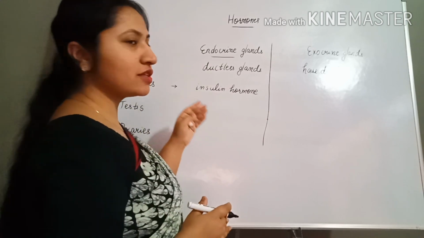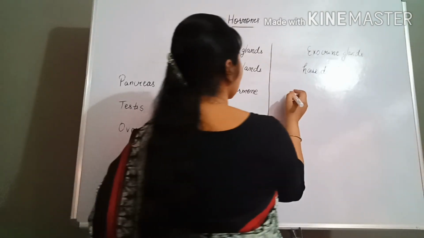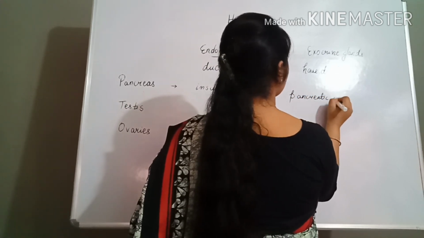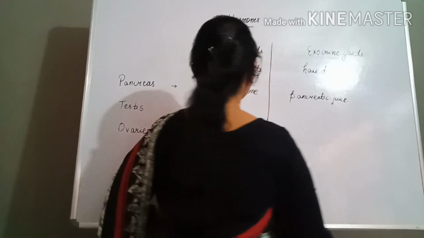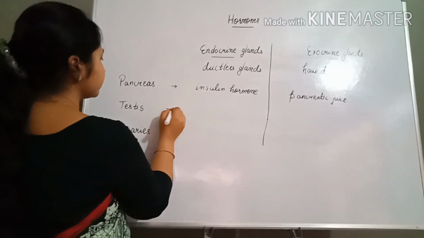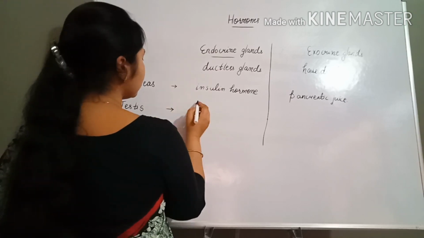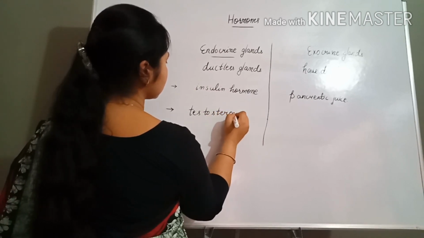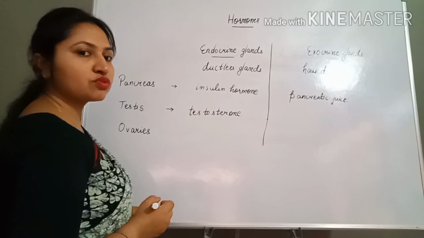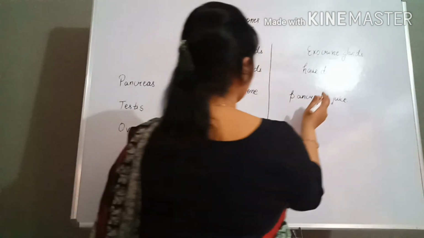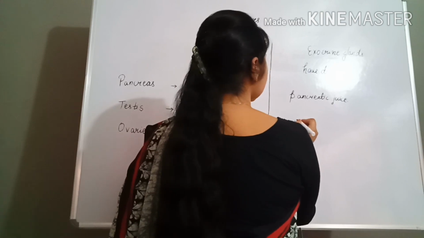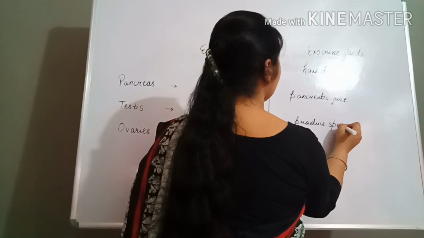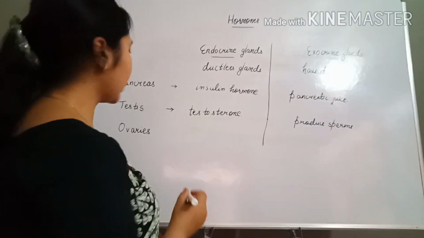And how does it act as an exocrine gland? When it produces pancreatic juice. Next is about testes. Testes produce testosterone. They produce the testosterone hormone. Now, how do they act as an exocrine gland? When the testes produce sperms, then they act as exocrine glands.